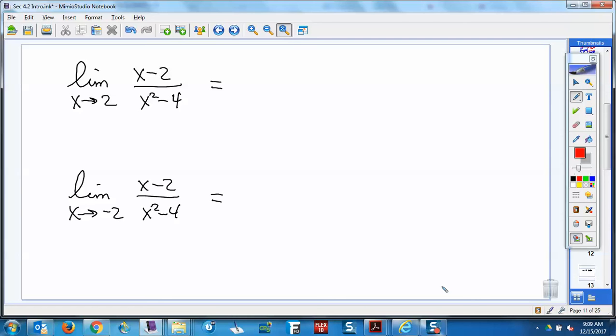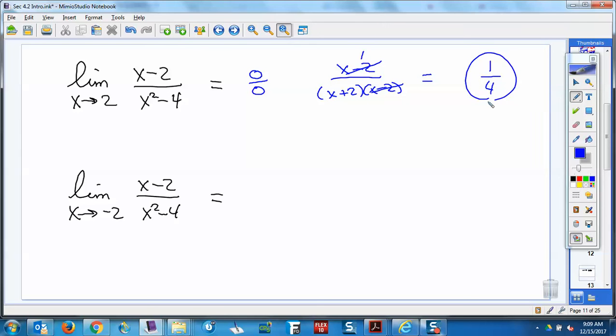Okay, I'm actually going backwards now and reviewing stuff we've done in the past. So what would you do first? Plug in a 2, right? What do you get? 0 over 0. What's that tell you to do? Keep going. So x minus 2, x plus 2, x minus 2. Cancel the x minus 2. Now plug in your 2. What do you get? 1/4. There's our limit. That's a hole. There's a hole in that graph, and the cars meet at 1/4.